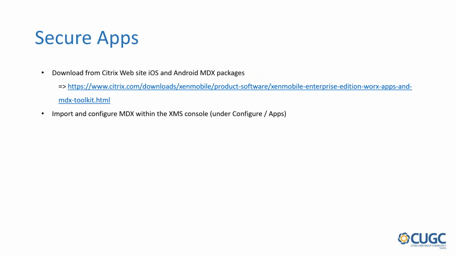After, we got the secure apps. For the secure apps, I did not make any video of that. I think most of you know how to do that. You will need to go on this link to download the latest version of the NDX file. After, you just need to import and configure the NDX within the console under configure apps. And if you don't know, you have one NDX version for each operating system, and they are different. Right now it's Android and iOS.